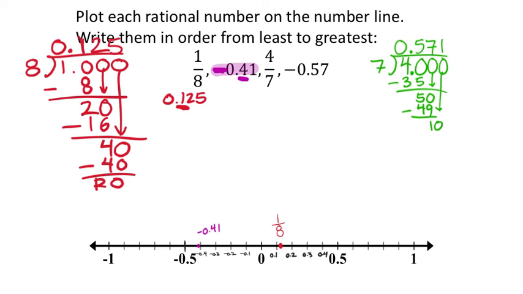0.571, so here's my 0.5, right? Then I need 0.7 of that, so that'd be about halfway there. And then again, the 1,000th there is kind of obsolete because it's too small. So that ends up being our fraction value of 4/7 right there. Approximately, of course. So we just graphed 4/7.